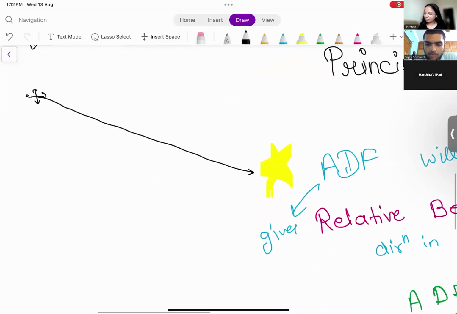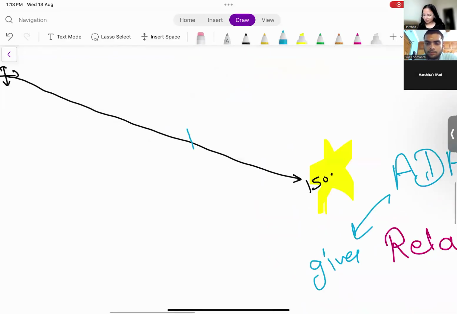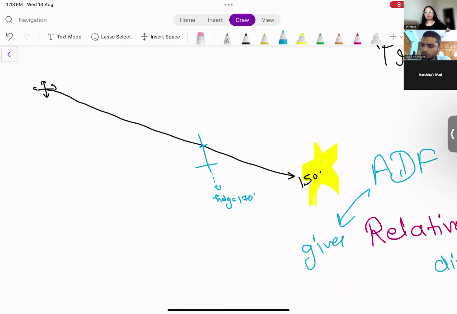This direction is 150. Your aircraft is like this. Your aircraft is maintaining a heading 170. Can you tell me the relative bearing?